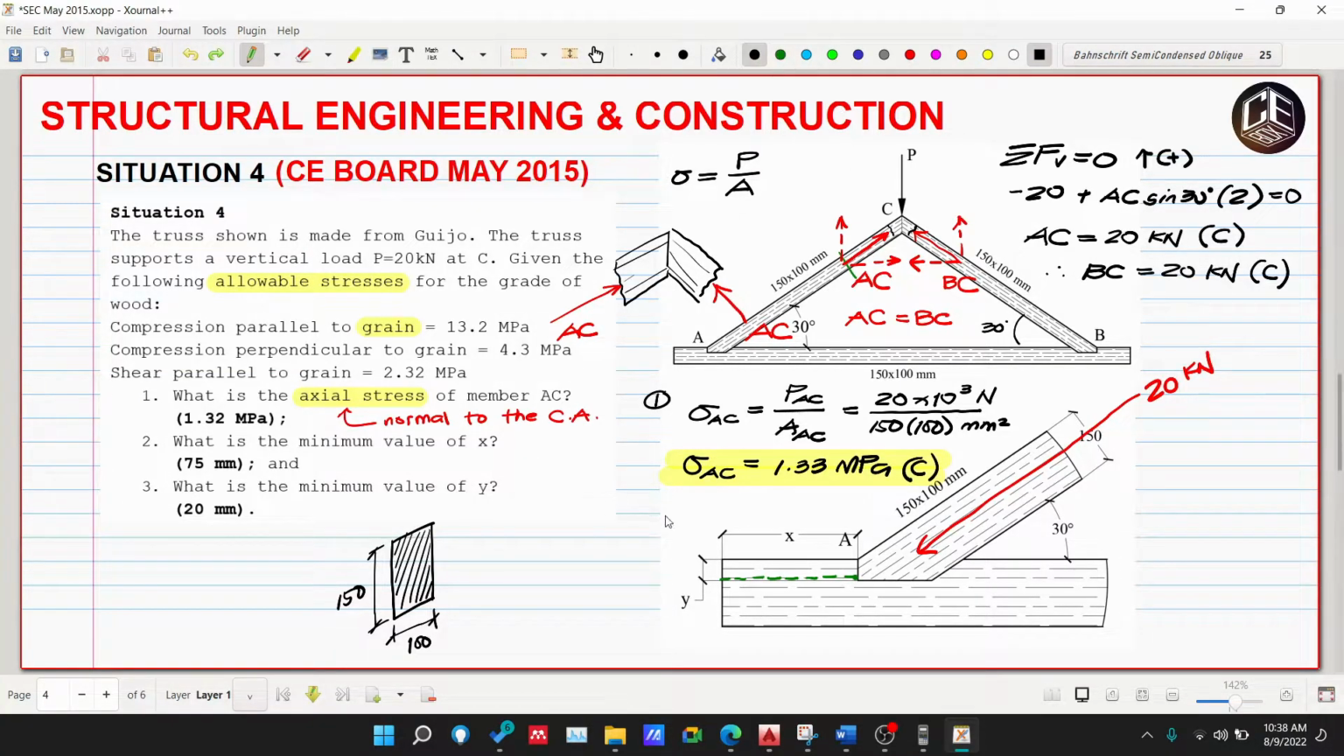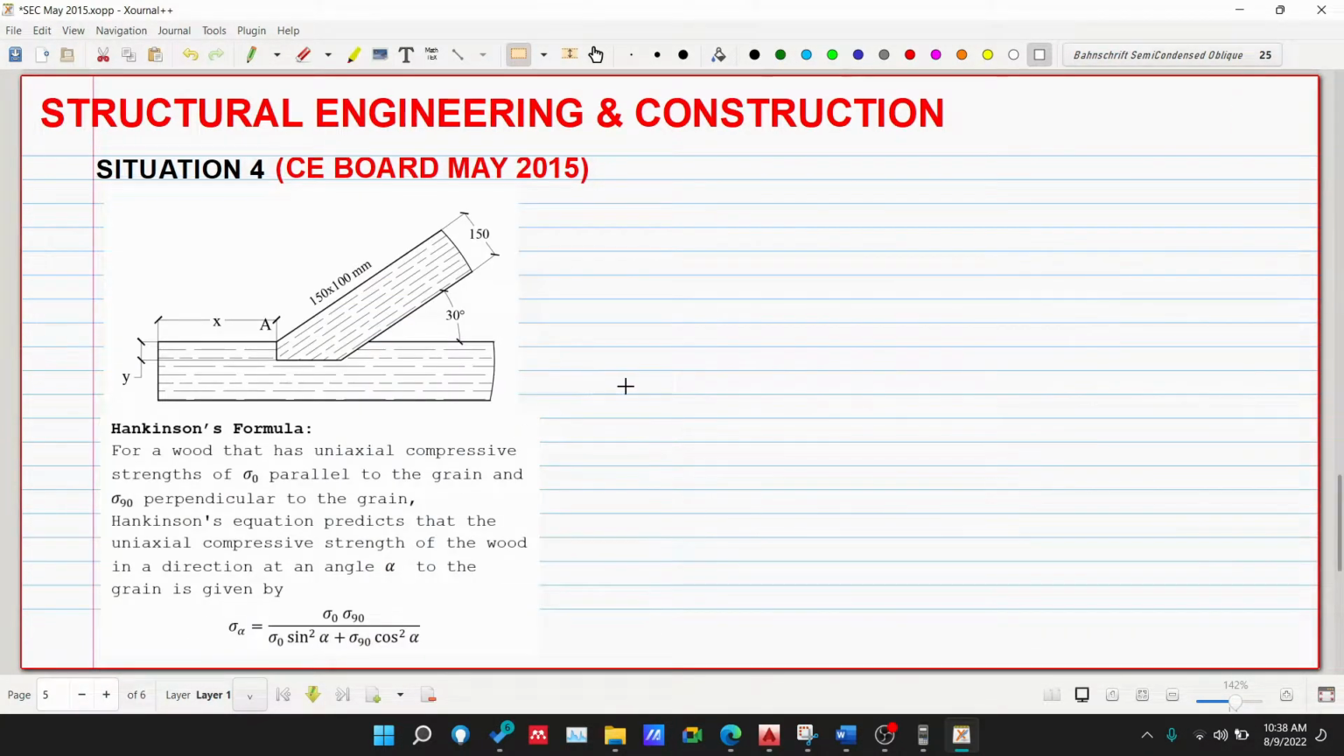So ngayon, ang cross-sectional area nito is ganito. Ayan. So ito yung X. Tapos, ito naman is 100 millimeters. Bakit? Kasi yung height nga natin is 150. So, ayan. 150 by 100. Ang height natin is 150. Ang base naman natin is yung 100. So, ang cross-sectional area natin is ito. Okay. So, gamitin natin yun sa next page.